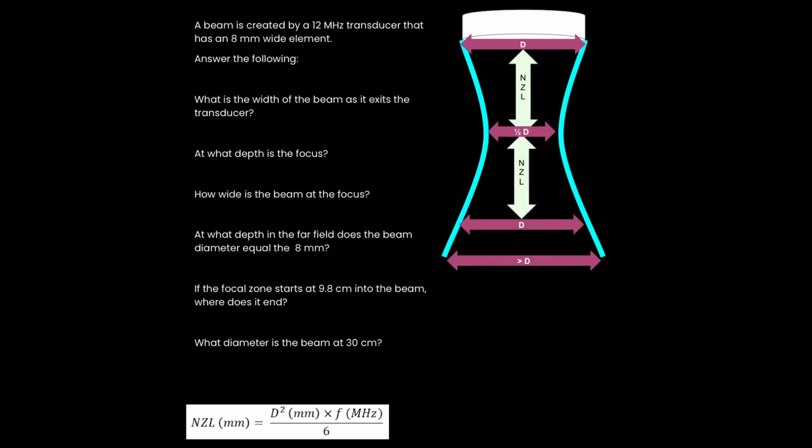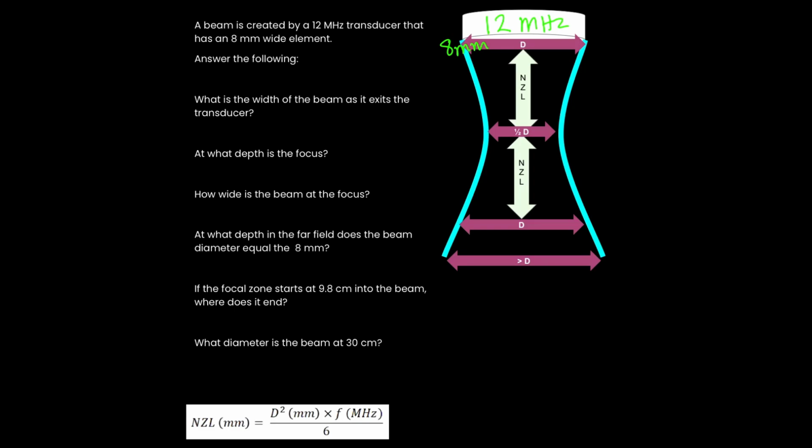All right, welcome to the board. We are going to walk through these practice examples with a little bit more drawing, a little bit more math being shown out instead of just walking you through it verbally. So our question here says a beam is created by a 12 megahertz transducer that has an 8 millimeter wide element. So our transducer is 12 megahertz and our element is 8 millimeters.